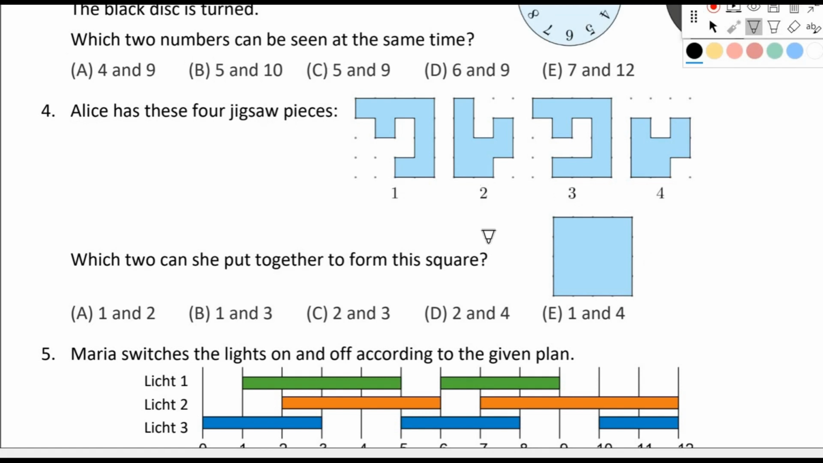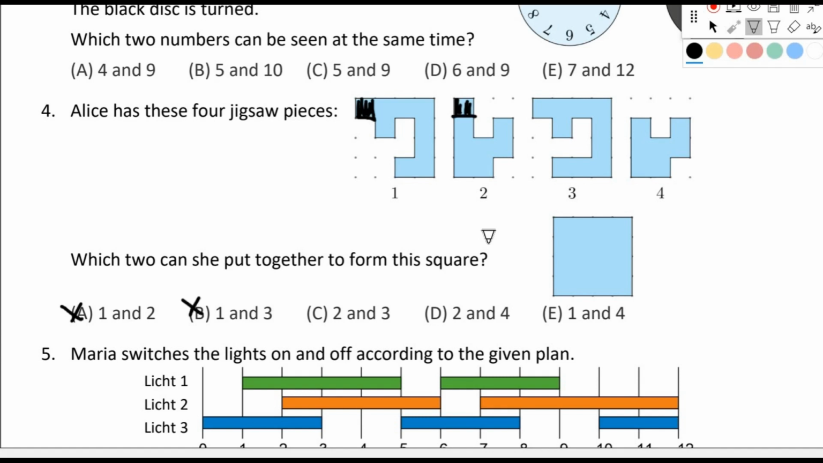In option 1 and 2, let's see how they fit in. Option 1 and 2 is not possible because option 2 has extra height, you see. This much extra height is there, so this part will be overlapped. So option 1 and 2 not possible. 1 and 3 is perfectly not possible.